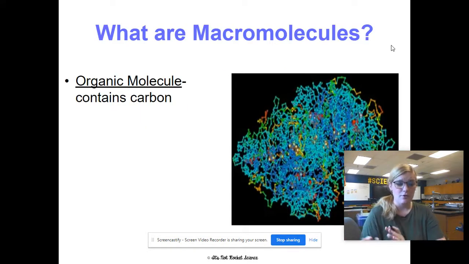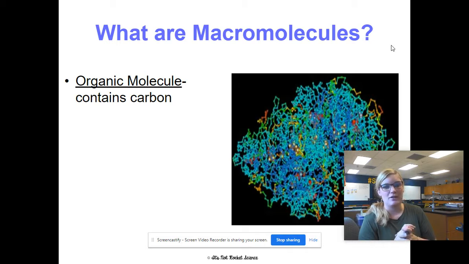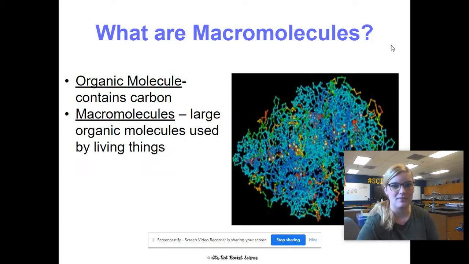So the first word that we're going to go ahead and define is organic molecule. And an organic molecule is something that contains carbon. So if you remember back to the periodic table, carbon is one of our basic elements. It's really abundant in the universe. And because it's abundant naturally and in nature, they typically make up our organic or natural molecules. And then macromolecules are just large organic molecules.